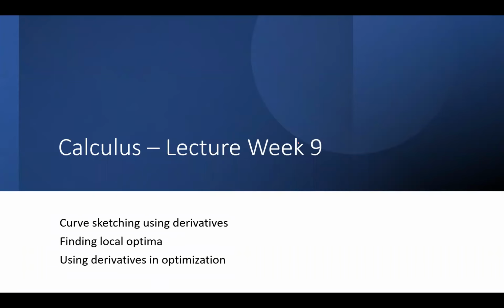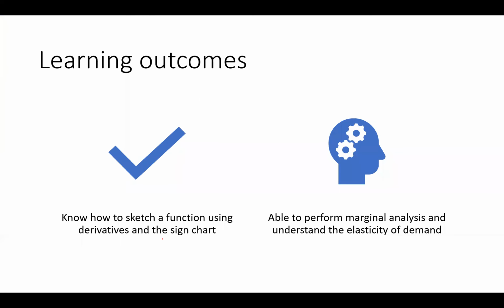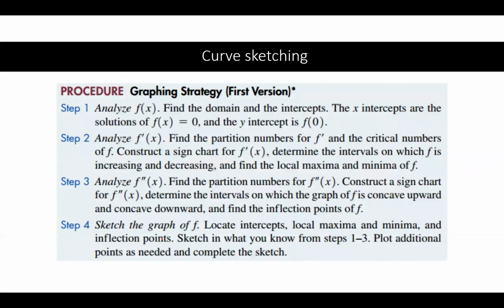In this lecture, we're going to talk about a few things. One is curve sketching and derivatives, including the first derivative and second derivative. We're also going to talk about finding the local minimum, how to use the derivative to find the local optimum, and also using derivatives in optimization. Okay, so now let's dive in.